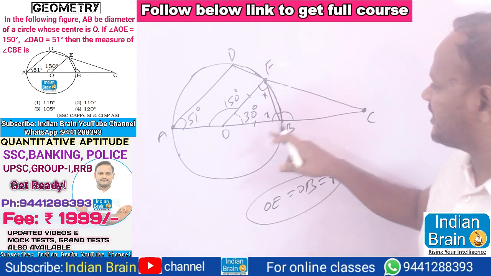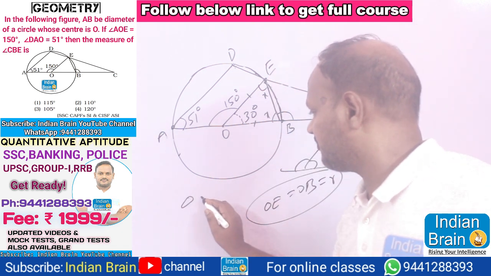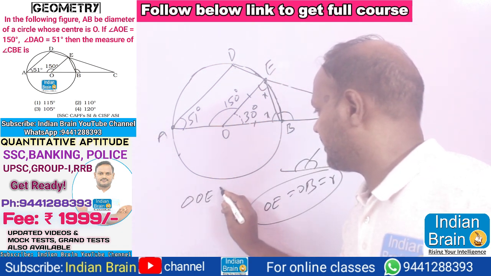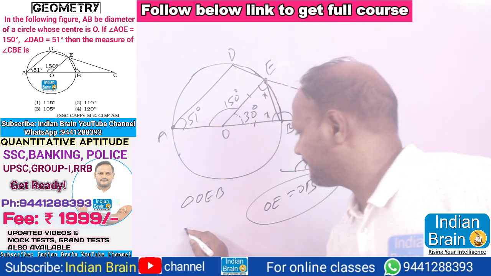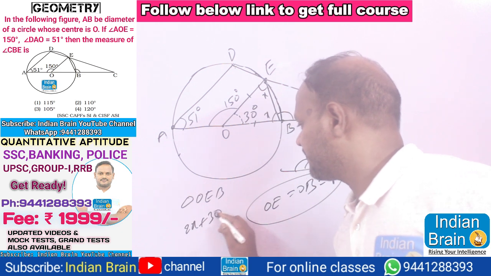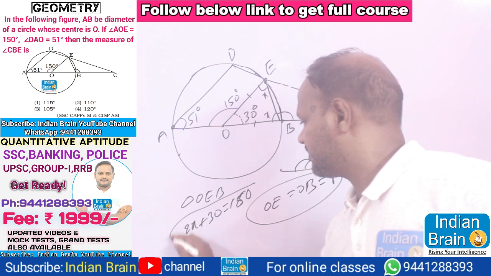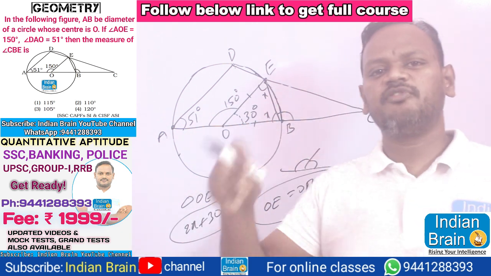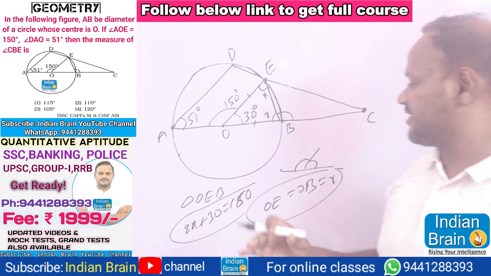The sum of all internal angles of triangle OEB, for your comfort. x plus x plus 30 will be 2x plus 30. 2x plus 30 will give 180 degrees, because the sum of all internal angles of a triangle is nothing but 180 degrees. That's why 2x plus 30 is equal to 180 degrees.